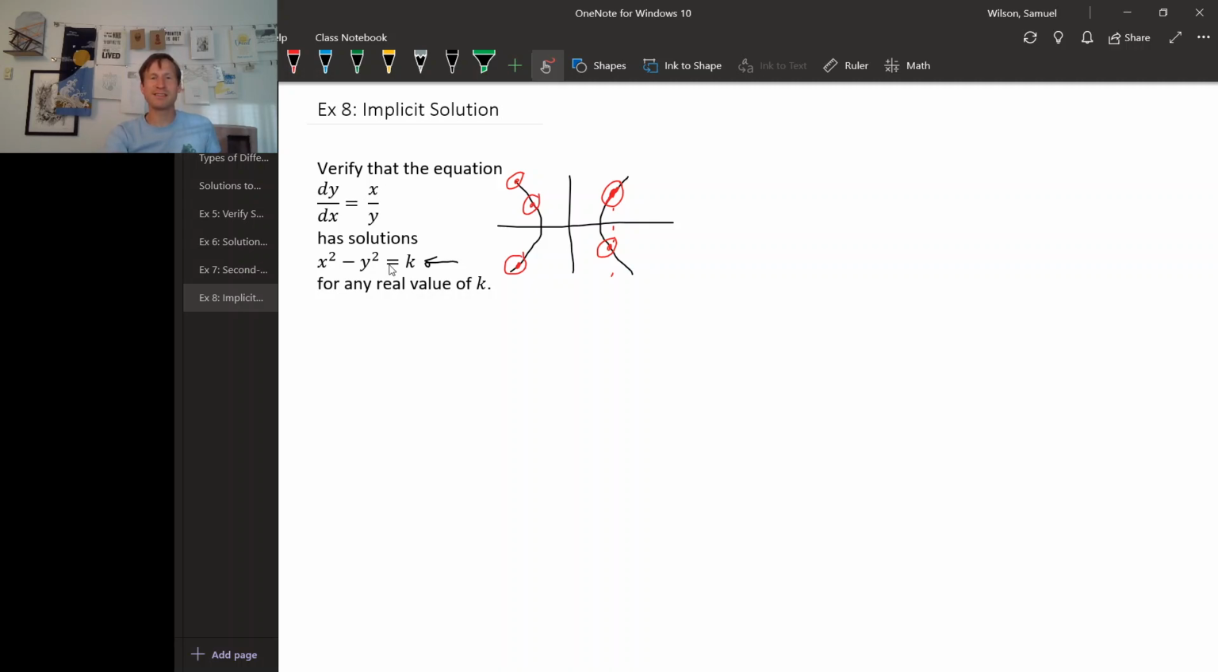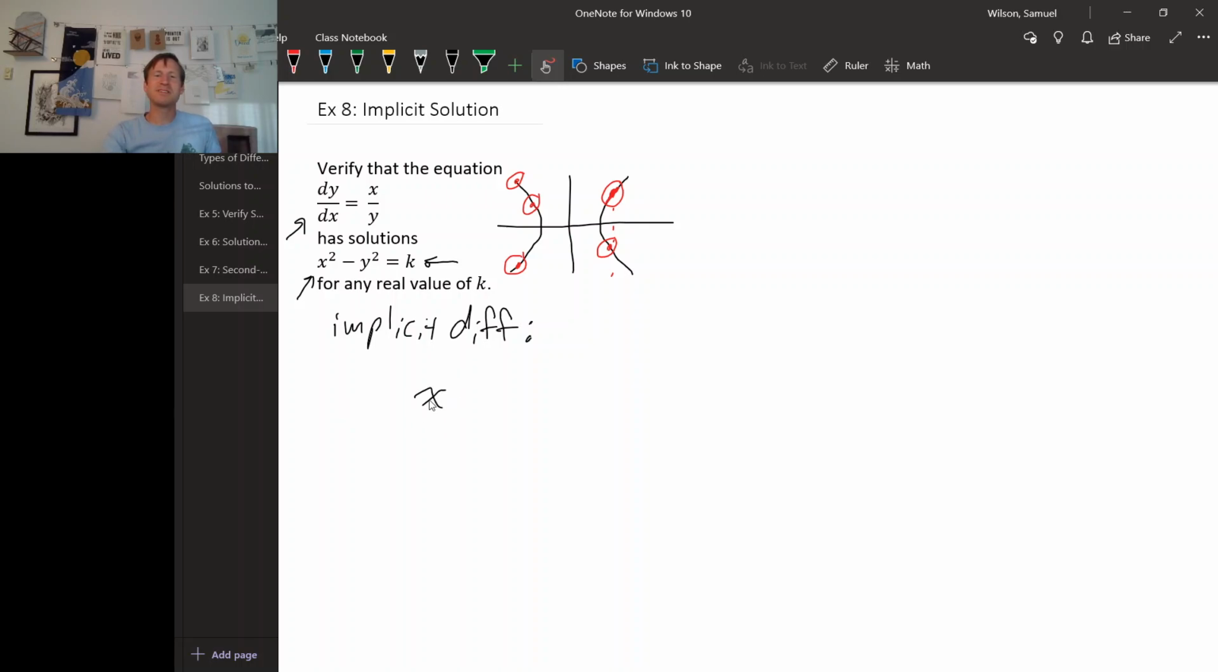Okay, so let's verify that this is a solution to this differential equation for any value of k. How could we do this? I mean, we need a derivative of y, but what we have isn't y as a function of x. What we have is an equation that involves x and y. So how can you find the derivative of y when you just have an equation? Well, that's a job for implicit differentiation. So let's find dy dx by using implicit differentiation.